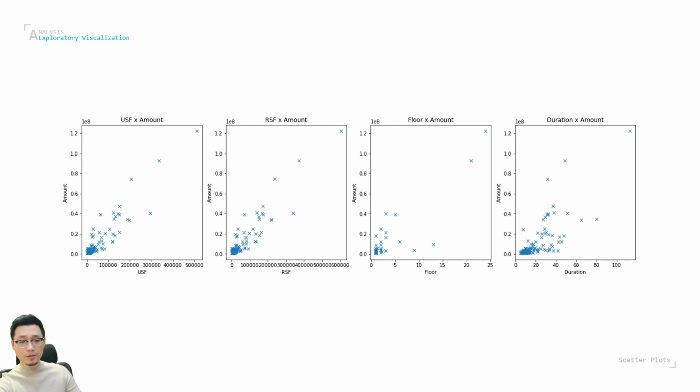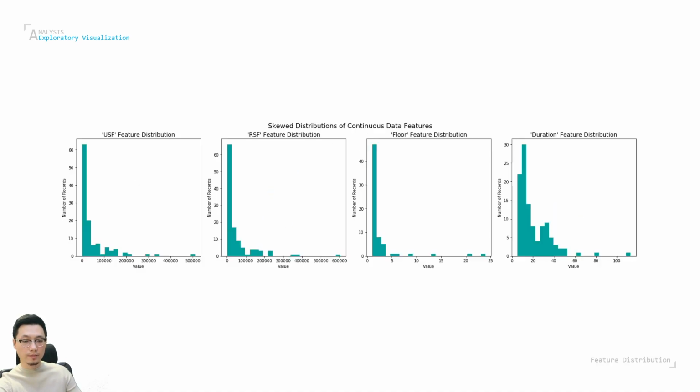By looking into scatter plots, we understand that all the numerical inputs have strong relations with project cost, especially USF and RSF. The discovery is aligned with industry practice. In the early design stage, it is very common that people multiply the amount per USF or RSF by the size of the project to generate a quick number.